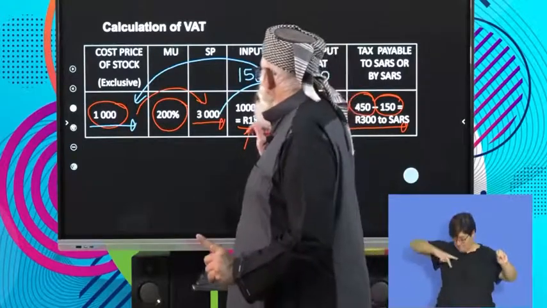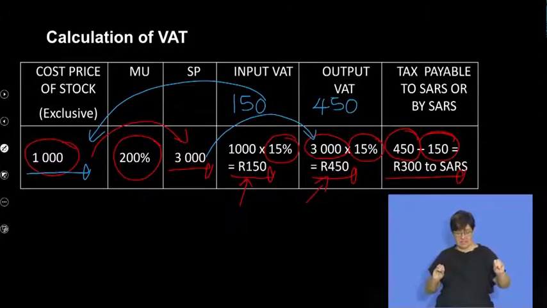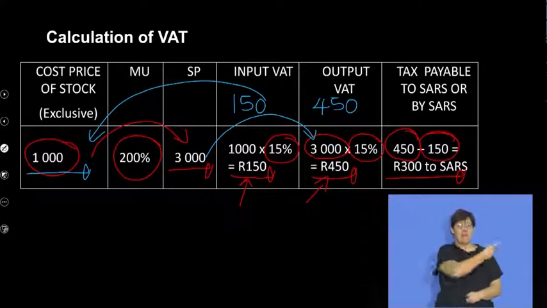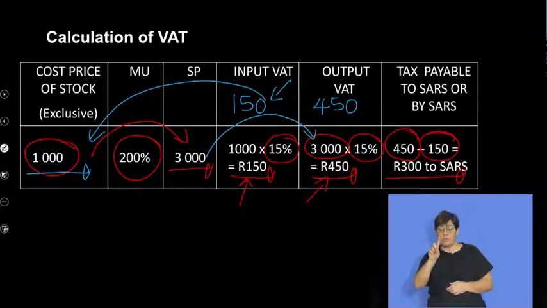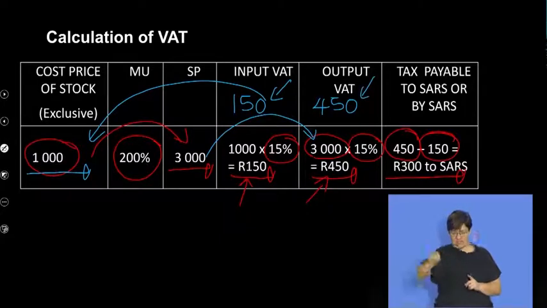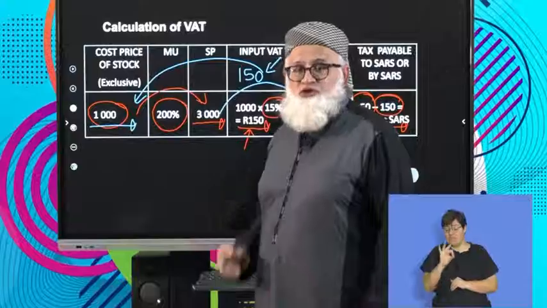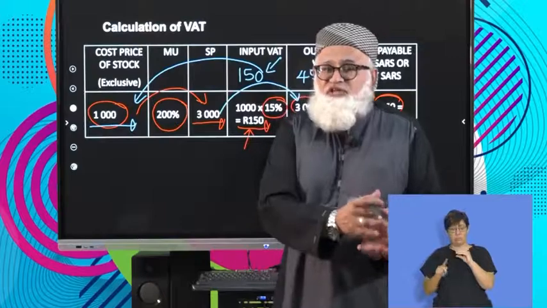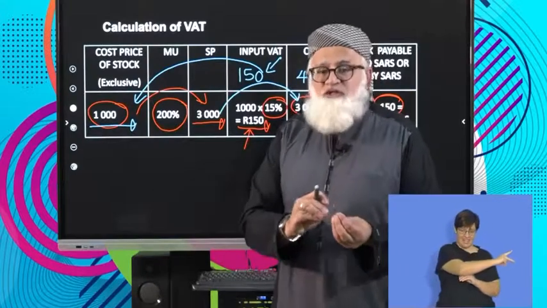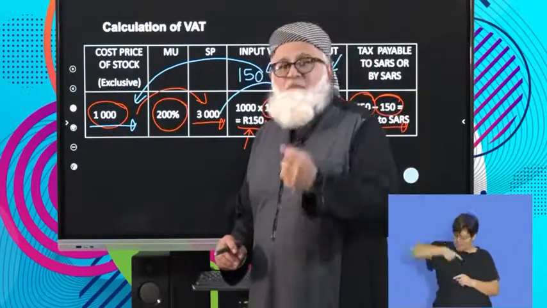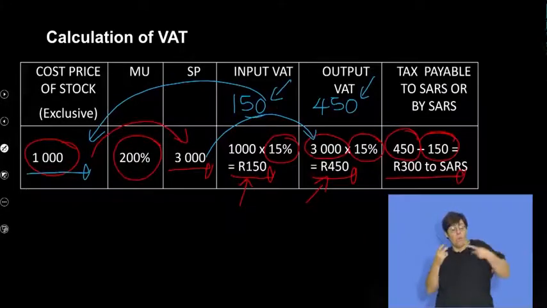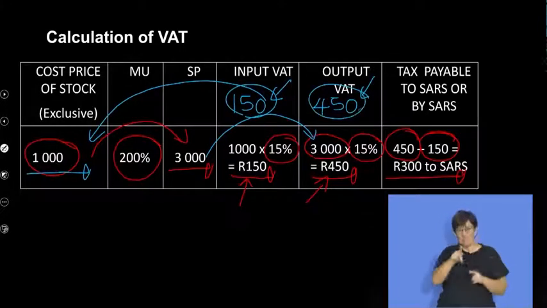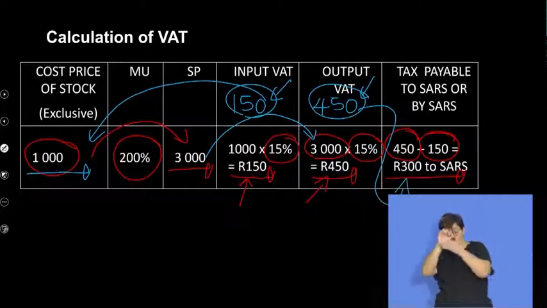So here you can see, what amount is due to SARS? Clearly you've paid 150 Rand as your input. You're collecting from the end user 450 Rand. Do you have to pay SARS the entire 450? No. Why not? Because you've collected the 450, but you have paid 150 Rand worth of VAT on that transaction. Therefore, the amount that is due to SARS will only be the 300 Rand.